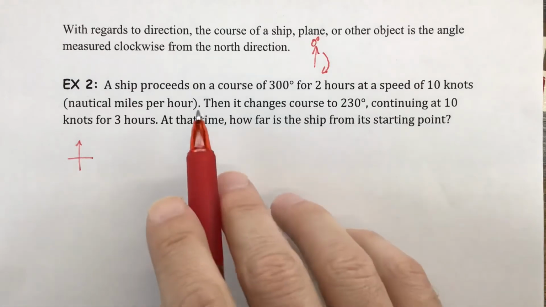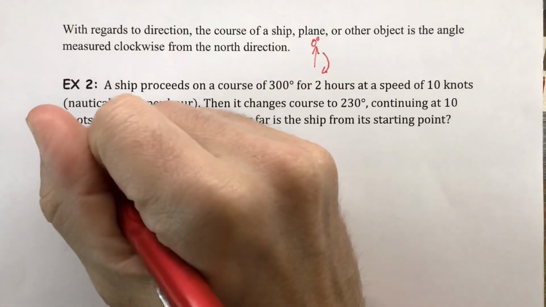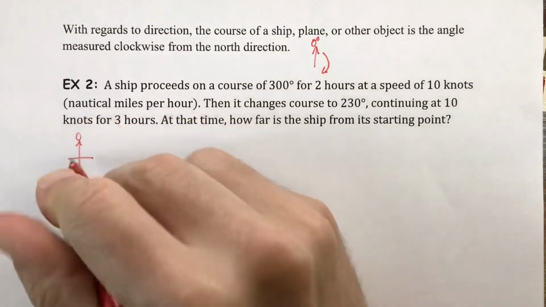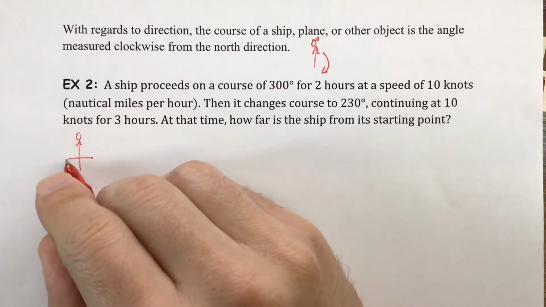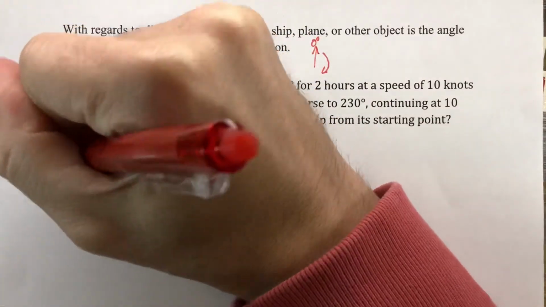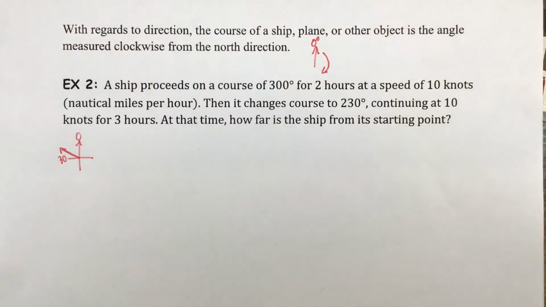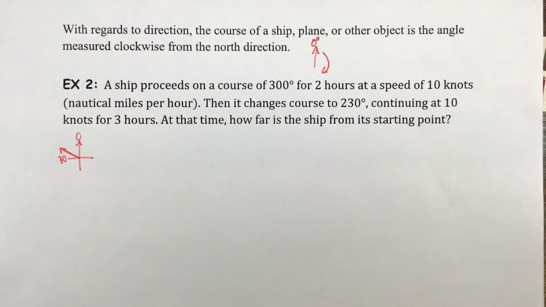All right, let's see. So it begins on a course of 300 degrees. All right, so this is 0 degrees, and we're going to be moving around clockwise. So 270 degrees is right there. So this is going to be 30 degrees up. I'm going to put a little 30 there. Okay, so I'm going to need to be able to draw a line that goes in that direction for 20 nautical miles.